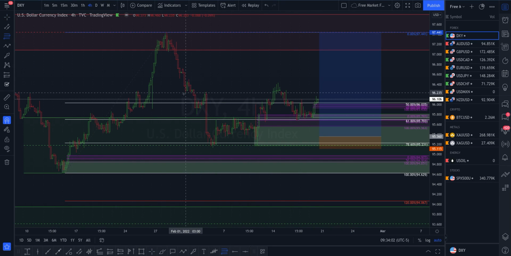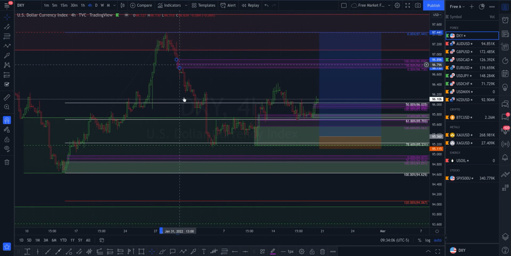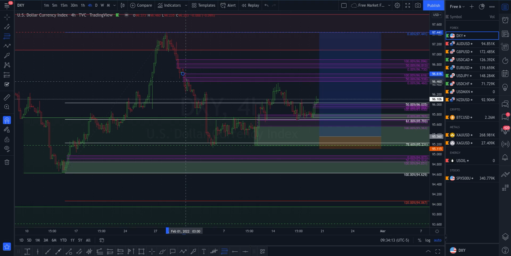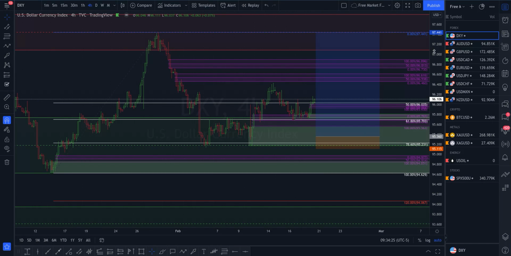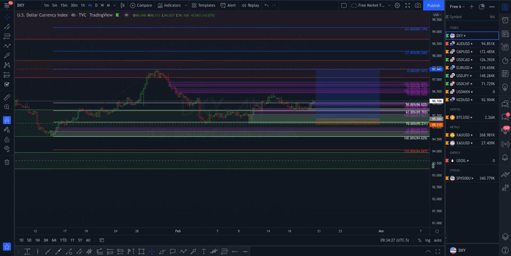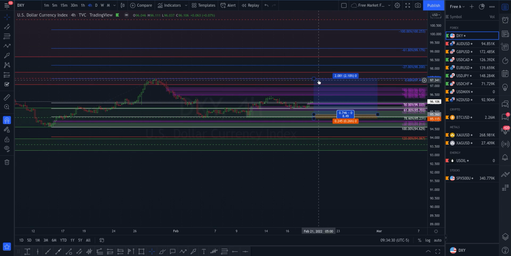So I see imbalance here. Okay. I see imbalance here. Okay, that has not been filled. So I would aim, I mean, technically I would shoot for the 100% retracement on the Fibonacci. All right.